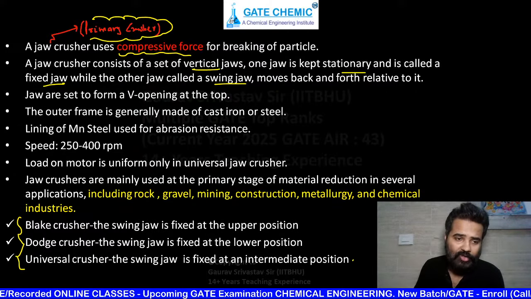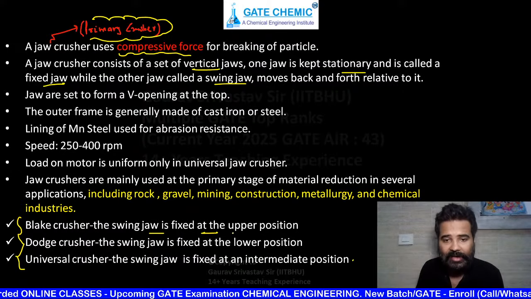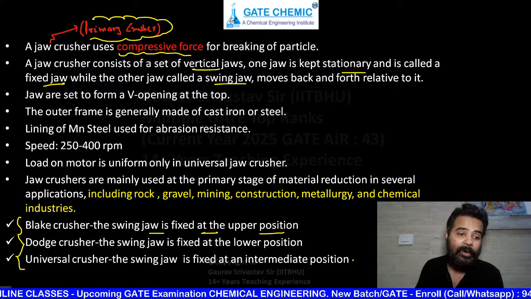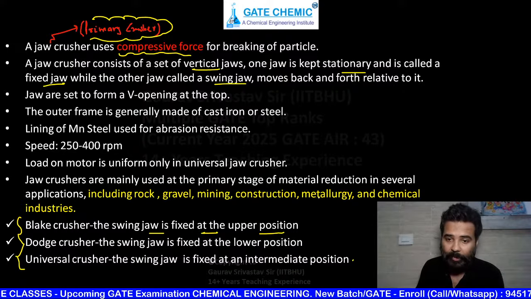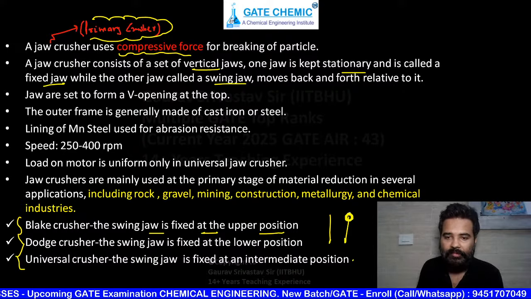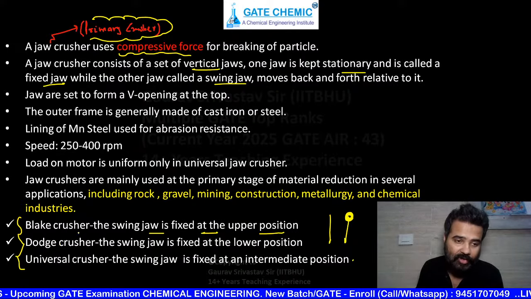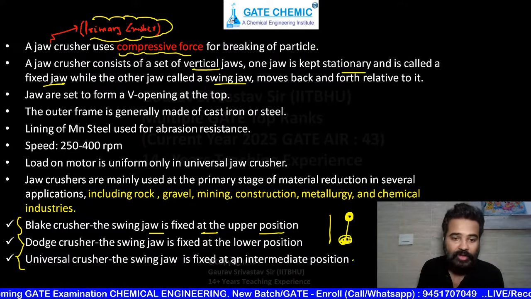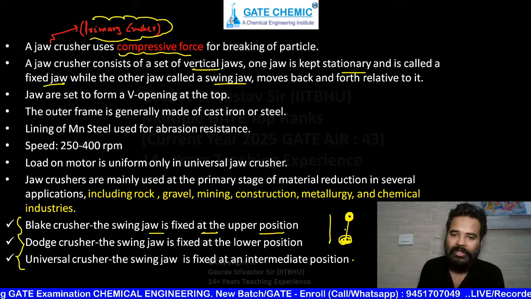Okay. So Blake jaw crusher, you can see, the swinging jaw is fixed at the upper position. Upper position means what? It is fixed here. Pivot point is here in Blake jaw crusher. Dodge jaw crusher, it is fixed at bottom side, bottom position. And universal crusher, some intermediate point.